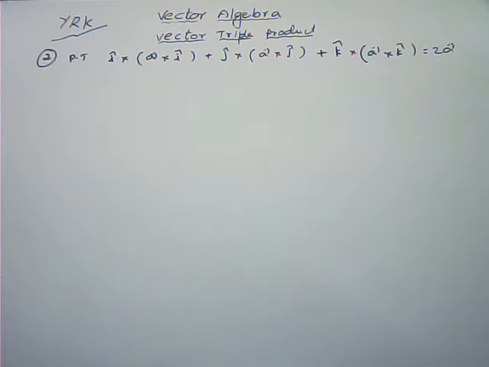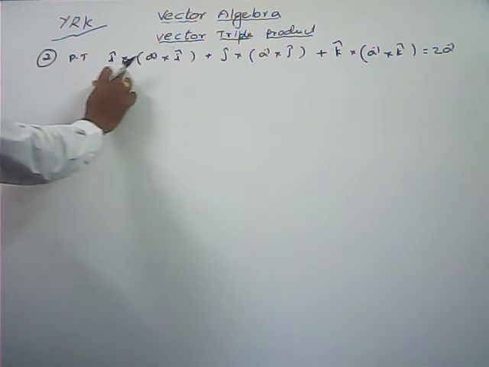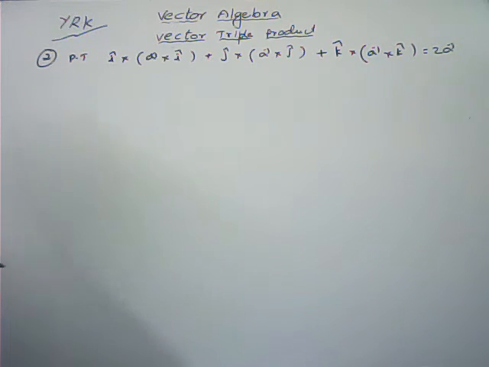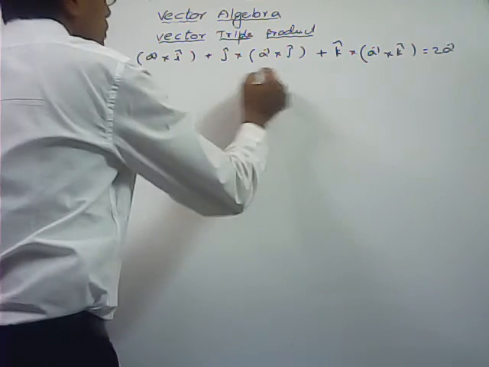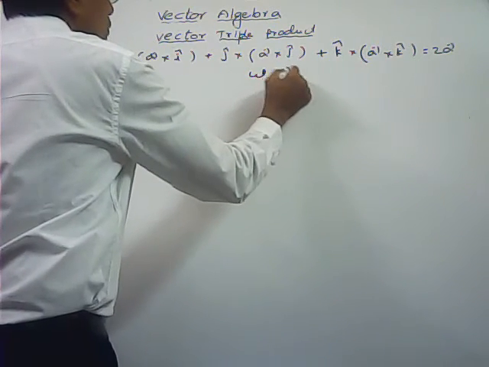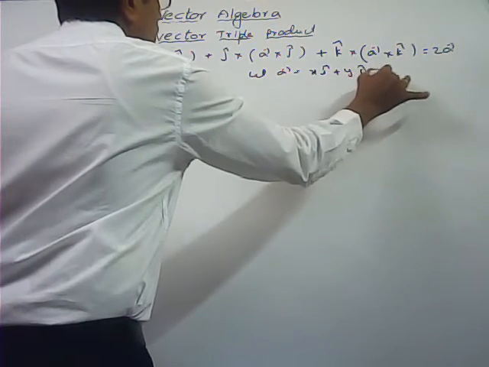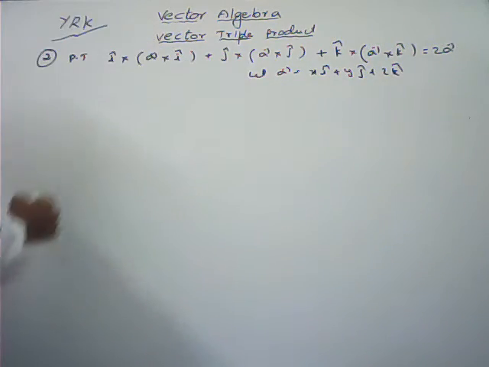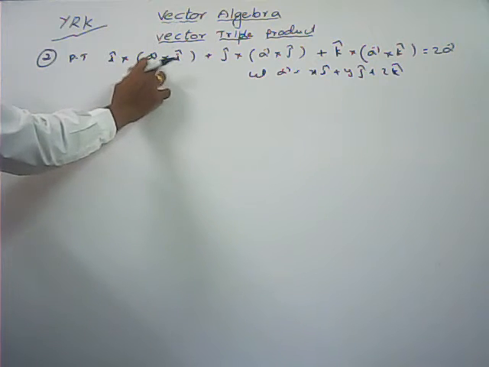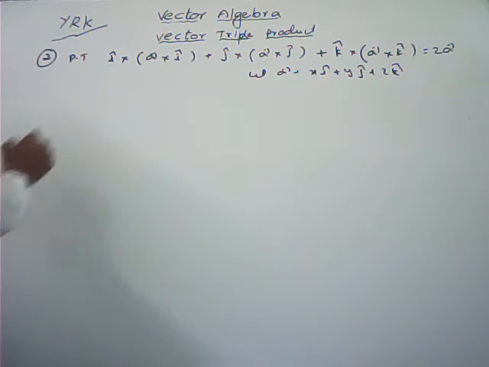Next, second one. Prove that i cap cross A bar cross i cap plus, like that, is given. We have to show that the total value is equal to 2 A bar. Otherwise, here you can take the options A bar, 2 A bar, 3 A bar, 4 A bar also. Now, here I am taking A bar. Let A bar be equal to x i cap plus y j cap plus z k cap. Next, do the cross product with i cap.